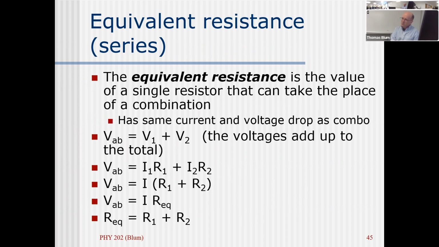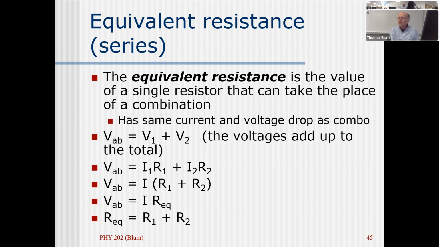I use some of my energy on the first one, the rest of my energy on the second one, so that the two voltages add up to my total voltage. Each voltage is I times R. Each one of them obeys Ohm's law. The current is the same for both of them. So I1 and I2 are the same, and I can factor it out. And then I'm left with parentheses R1 plus R2.